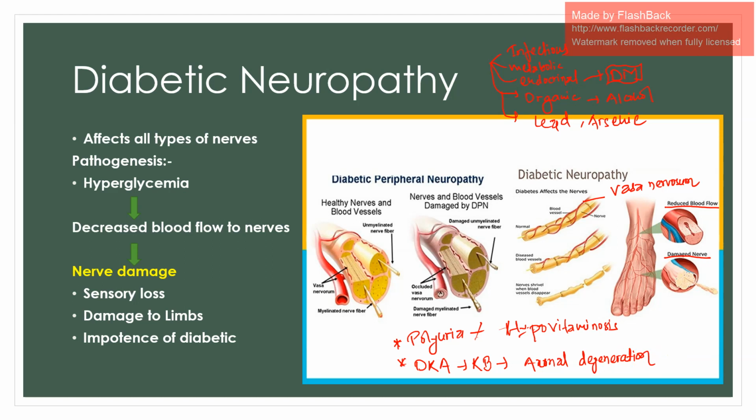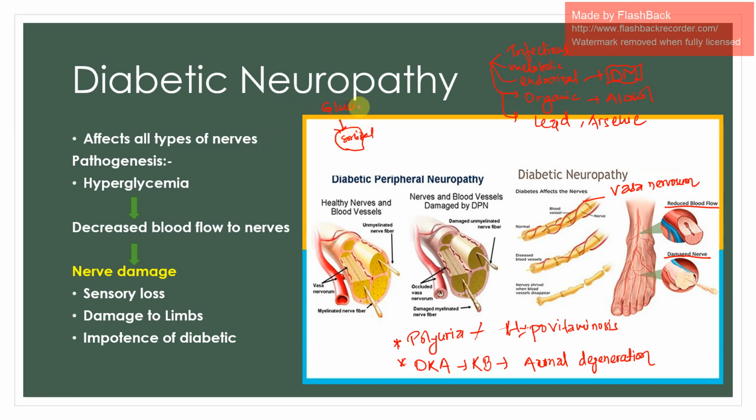Another pathogenesis of diabetic neuropathy is the accumulation of sorbitol in the nerve cells. This is also known as the polyol pathway. What happens here is there is accumulation of sorbitol inside the cell due to a specific pathology that converts glucose into sorbitol by the enzyme known as sorbitol dehydrogenase.